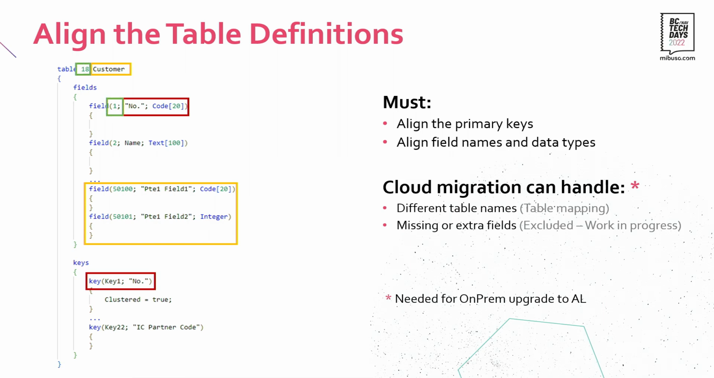And the last thing is the table IDs and secondary keys. Cloud migration does not care about these at all. They are only important for the on-prem upgrade. So if you are cloud migrating from 14 or an earlier version, you can also change and renumber the objects.